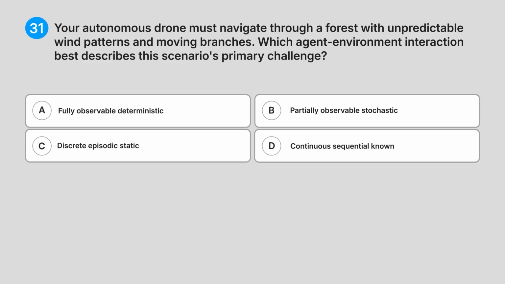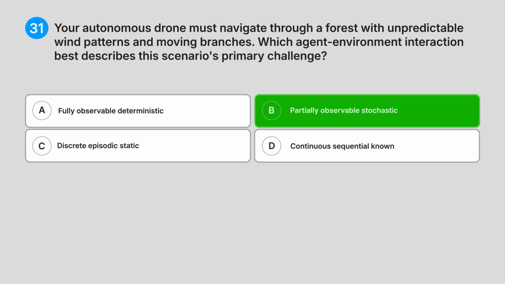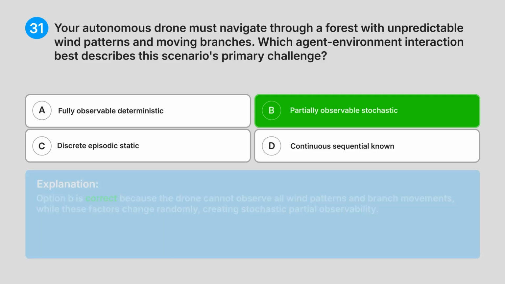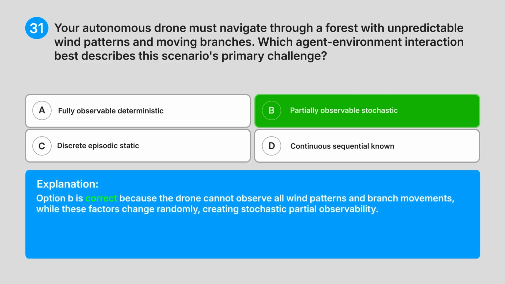Correct answer, B. Partially observable stochastic. Explanation. Option B is correct because the drone cannot observe all wind patterns and branch movements, while these factors change randomly, creating stochastic partial observability.